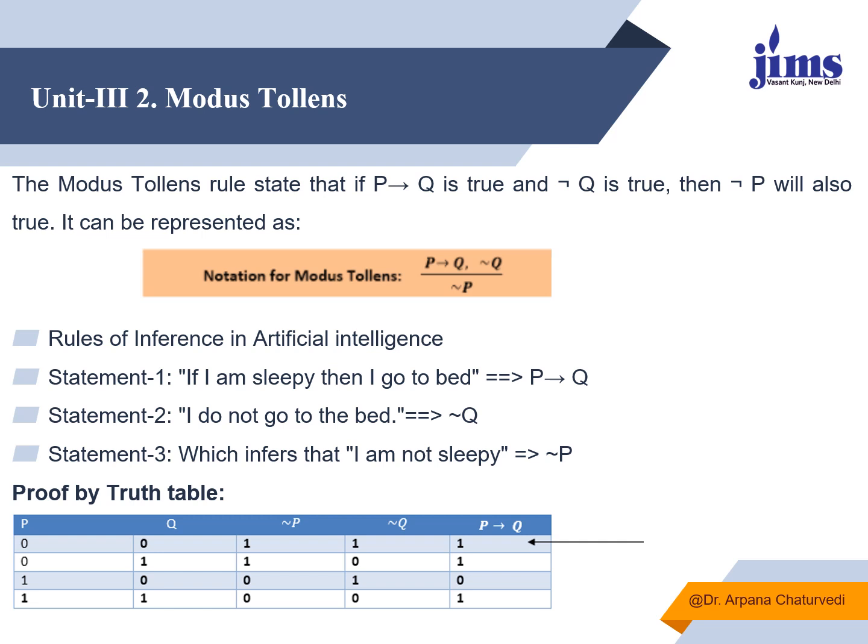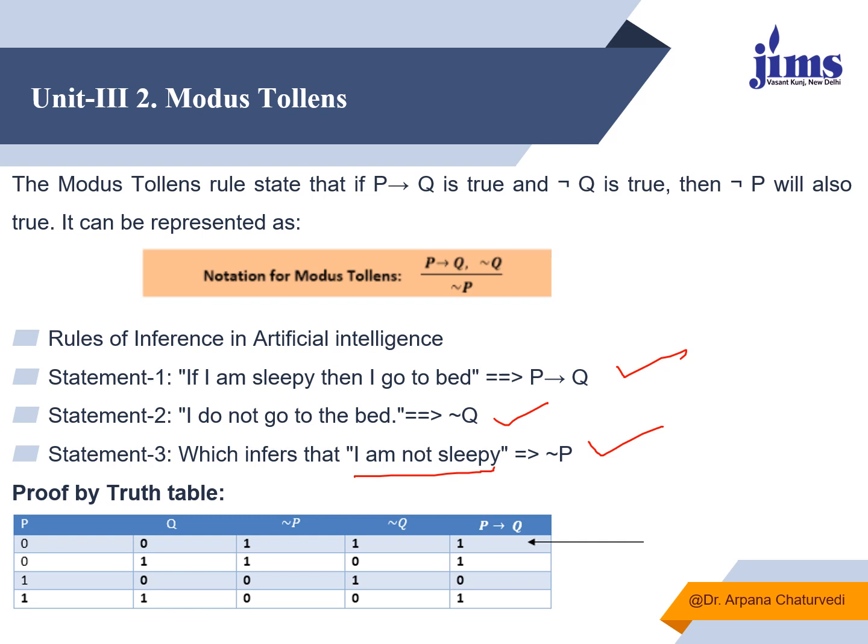If I am sleepy, then I go to bed. This is a compound proposition which is given. If I am sleepy, then I go to bed. And then I say I do not go to bed. If I do not go to bed, it means I am not sleepy. So if P implies Q is true and not Q is true, then definitely not P will also be true. You can look at the truth table also.